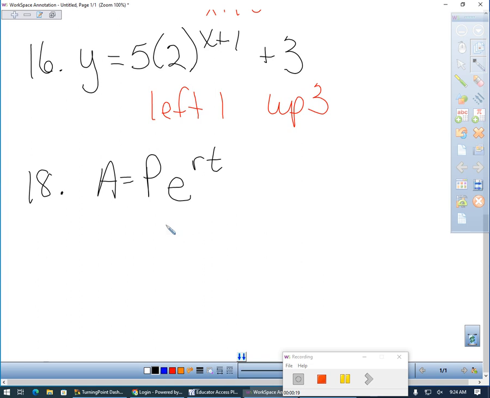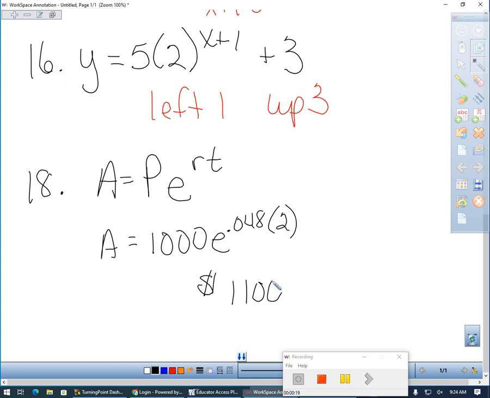So, it tells us in 18 that the principal is $1,000. E, our r value is 4.8%. So, as a decimal, that's 0.048, and times t, which is 2. So for number 18, the correct answer is $1,100.76.